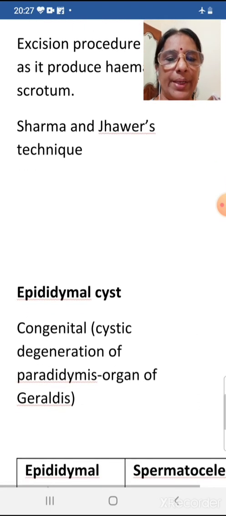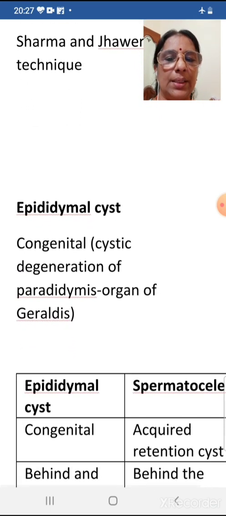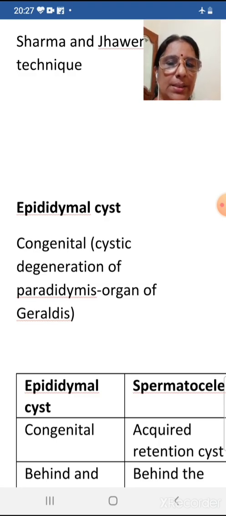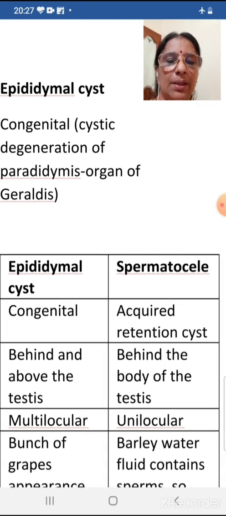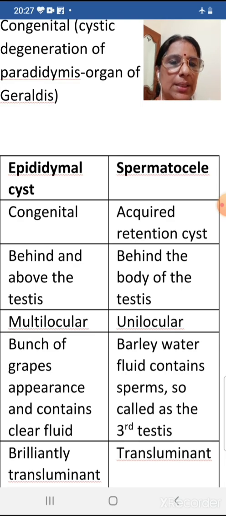Then one word about epididymal cyst and spermatocele. The epididymal cyst is a congenital type. It is a cystic degeneration of the paradidymis, the organ of Giraldes. So here comes the difference between the epididymal cyst and spermatocele. Epididymal cyst is congenital. The other one is an acquired retention cyst. That is due to blockage of the tubes from the production center of the spermatozoa to the vas deferens through the seminal vesicles. That time it can produce a retention cyst.